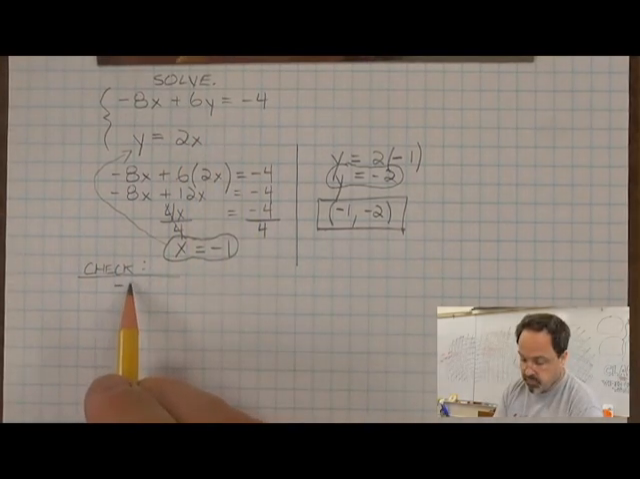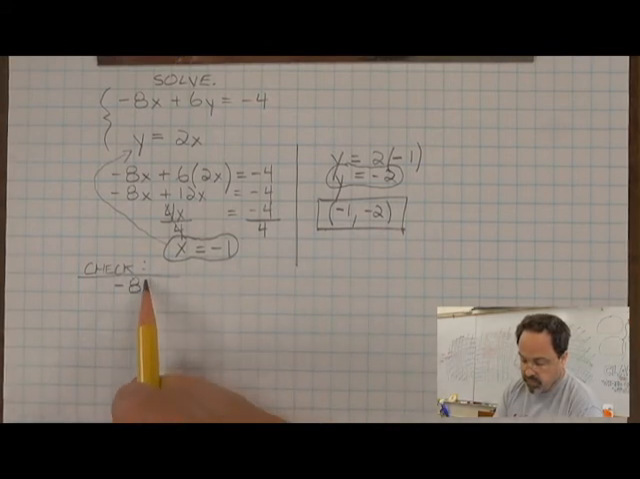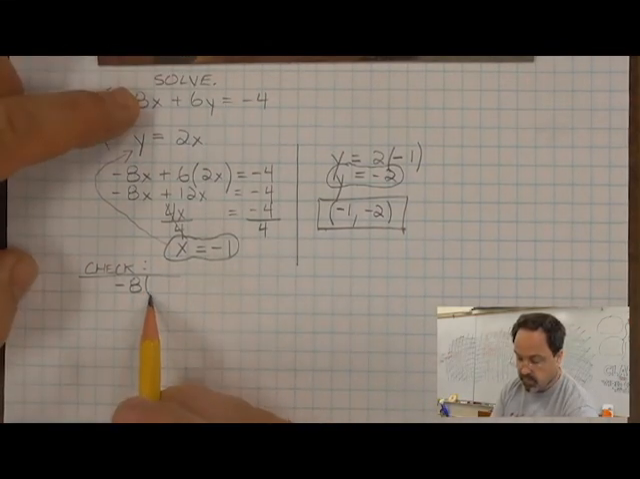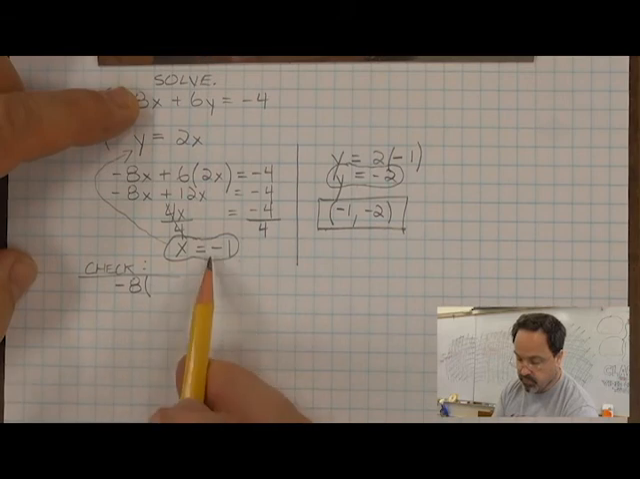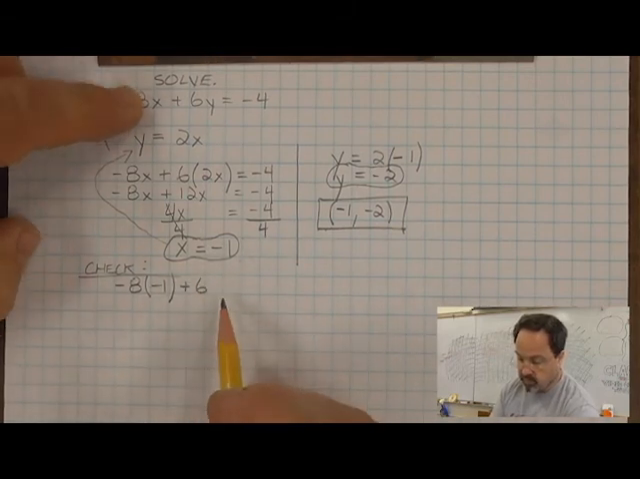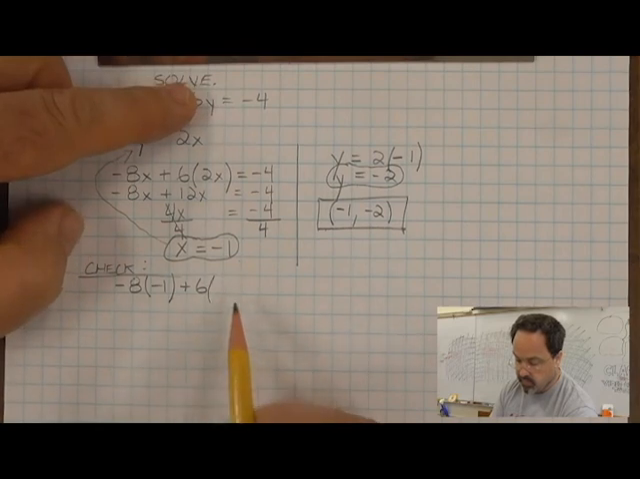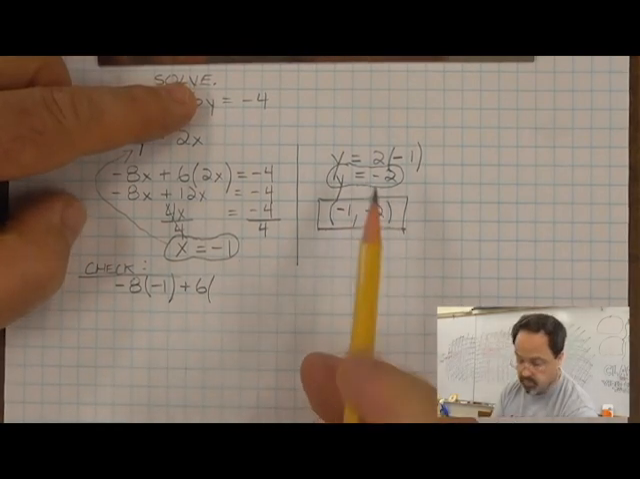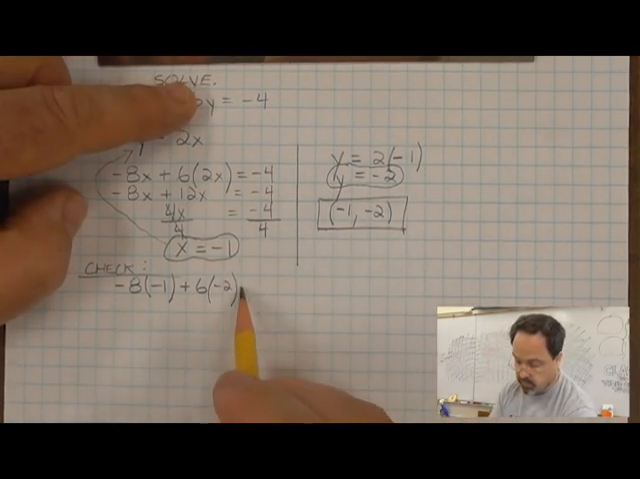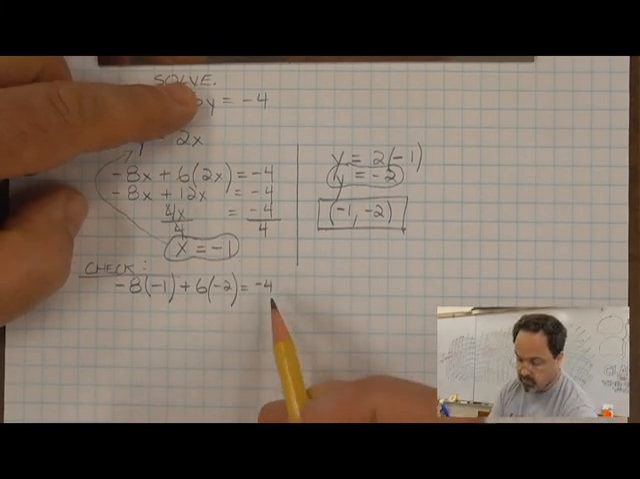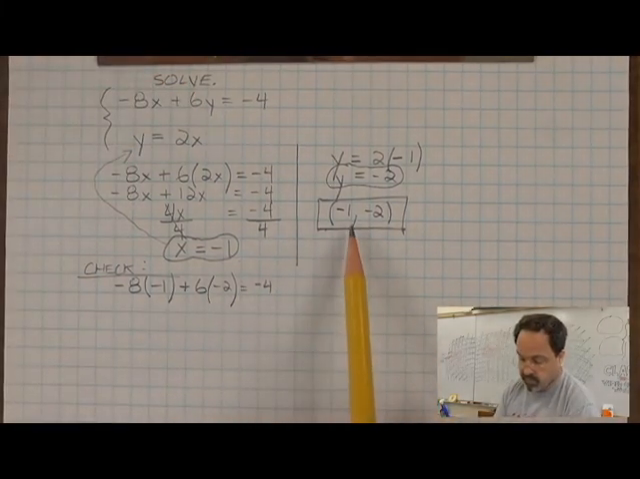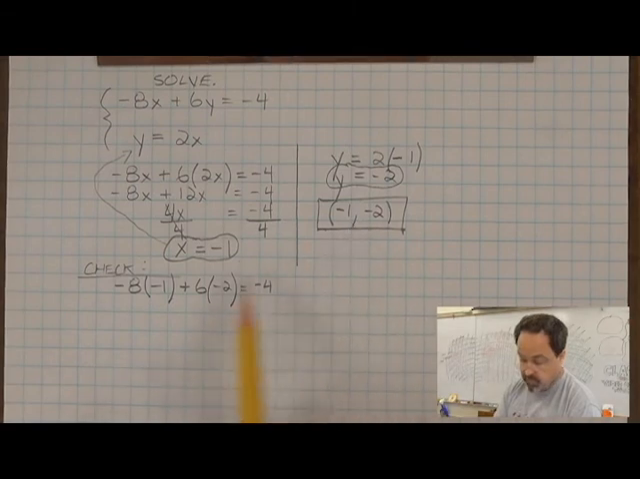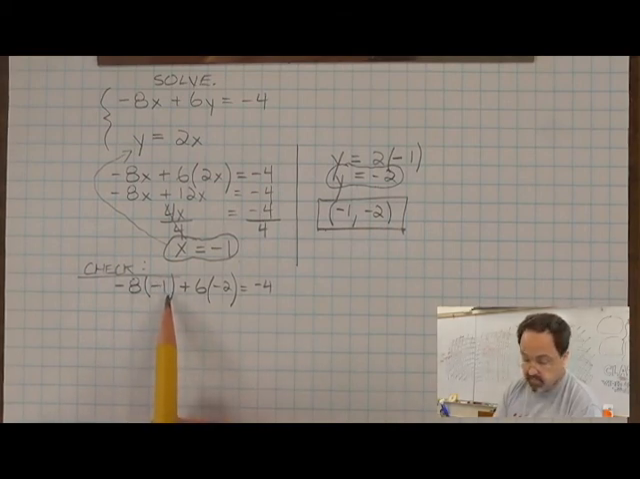I'm going to rewrite the first equation, but instead of x, I'm going to write what x is equal to, -1. And then when I get to y, I'm going to substitute what I found y to be, -2. So if I'm correct in my solution, then substituting in for x and y should make this equation true. I'm going to continue to do the math and see if that's the case.